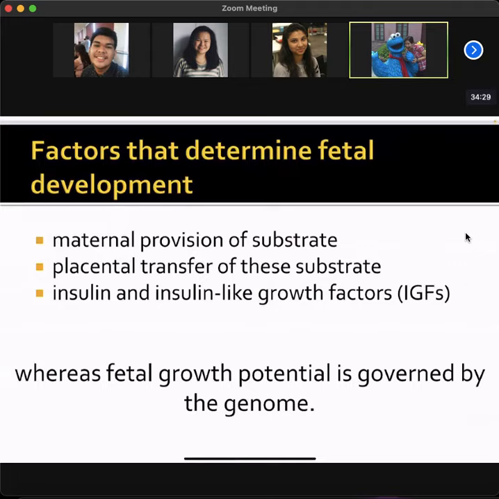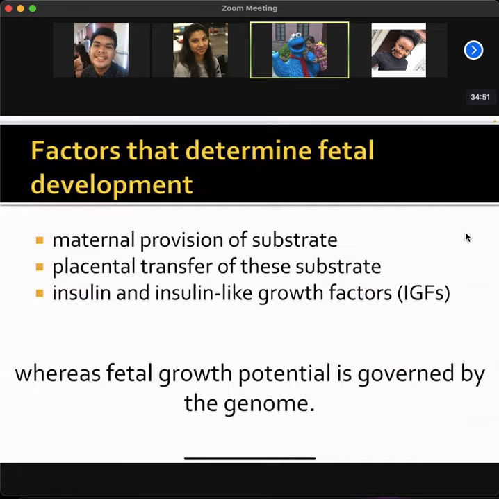So what are the factors that determine fetal development? We have three factors: maternal formation of substrate, placental transfer of this substrate, and the presence of insulin and insulin-like growth factors. So there is a positive correlation wherein an increase in the maternal provision, increase in placental transfer, increase in the presence of insulin and insulin-like growth factors equate to more fetal growth development. However, your growth potential is governed by the genome.